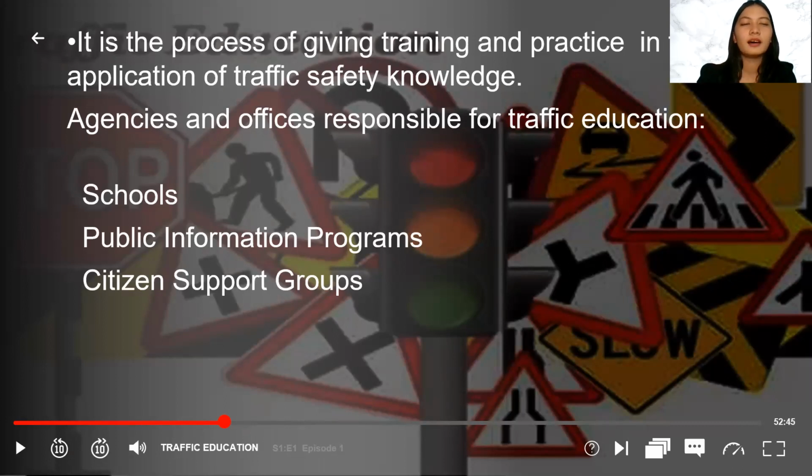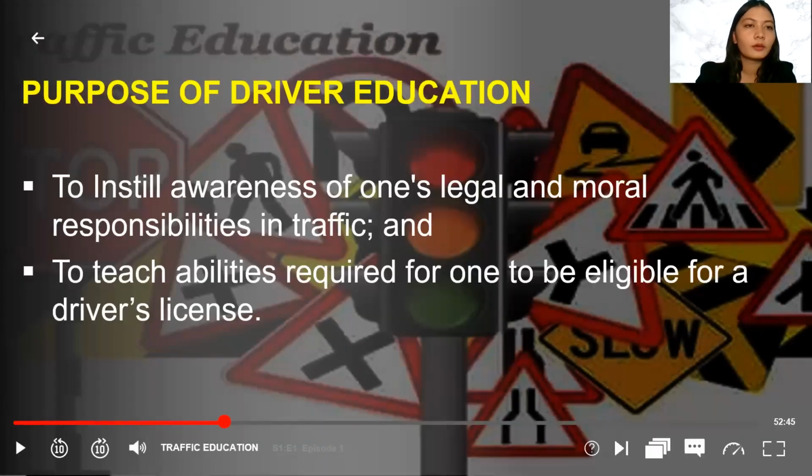They are not really about broad road teaching on traffic, but somehow they give knowledge about the do's and don'ts, and also what you should do when driving to avoid accidents and traffic congestion. So the purpose of driver education or traffic education is to instill awareness of one's legal and moral responsibilities in traffic and to teach the abilities required for one to be eligible for a driver's license.